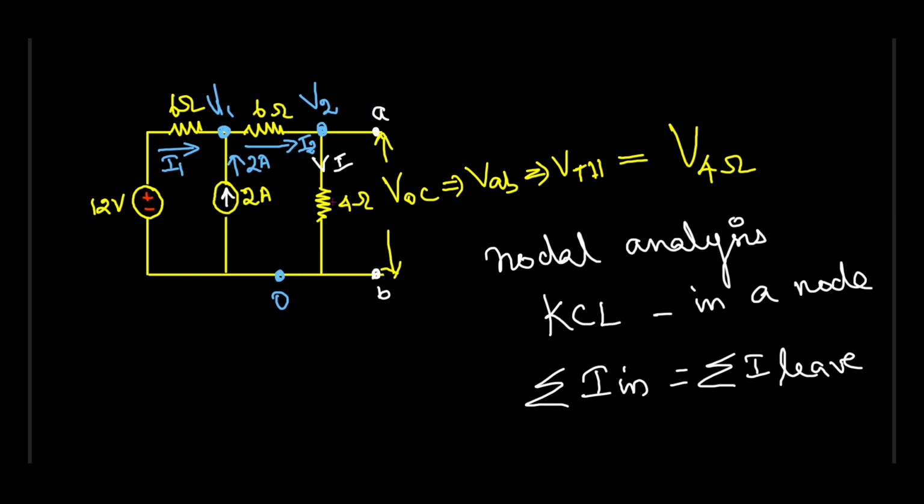Okay. So if you look at this, that I2 current is entering the second node, which has the potential V2, and the same current will be flowing through this 4 ohm resistance also because it has no other path to move. So if you want to find VTH, that is nothing but the resistance 4 into the current I2. So you need to find this current I2 here.